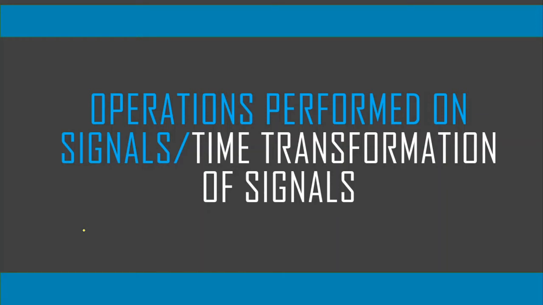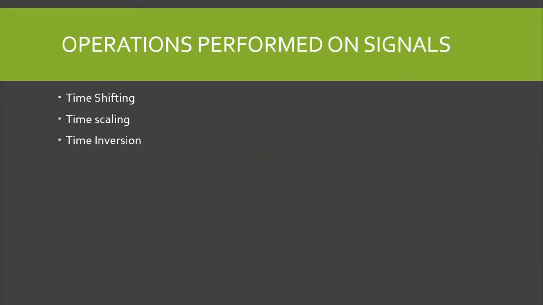In this lecture, we are going to study the operations performed on signals, and this topic is also called time transformation of signals. So, time transformation of signals is basically of three types. We have time shifting, time scaling, and time inversion, which is also called time reversal.